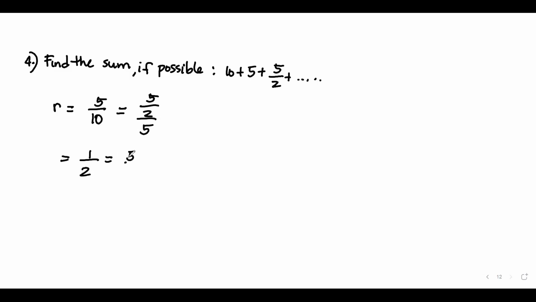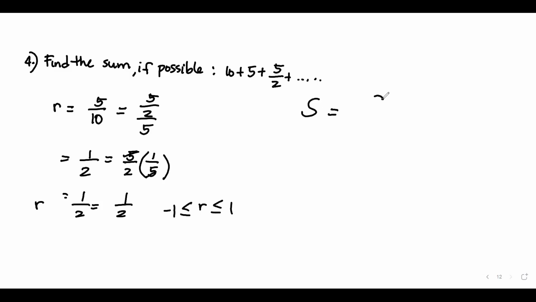5/2, copy the first one, change to multiplication, times the reciprocal of 5, that is 1/5 times 5/2, so we have 1/2. Okay, so the common ratio is 1/2. Therefore, this is an infinite geometric series. The value of r again is between -1 and 1. So with that, the formula is S equals a sub 1 over 1 minus r.